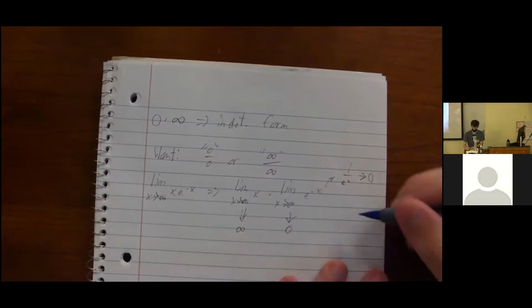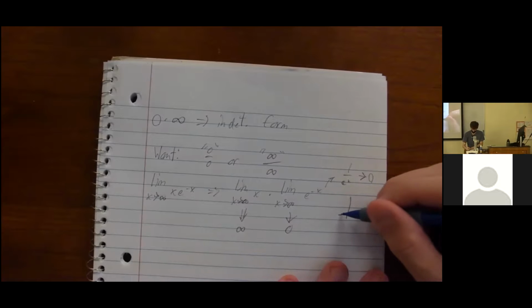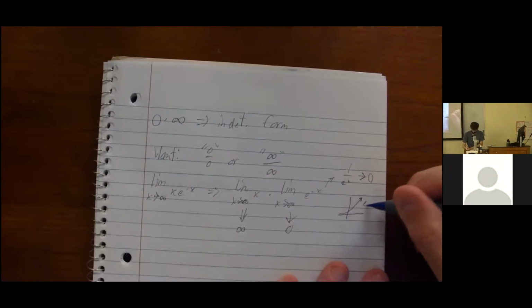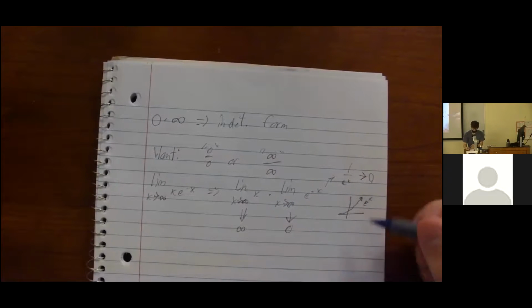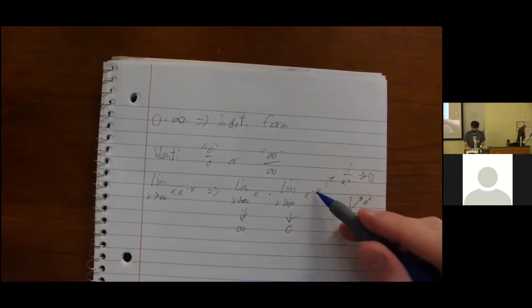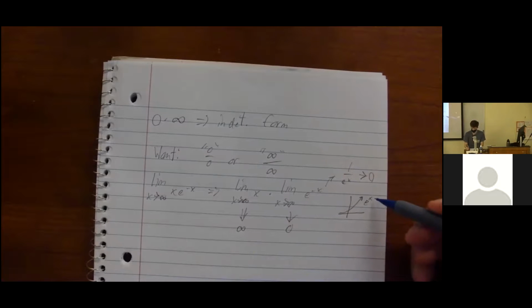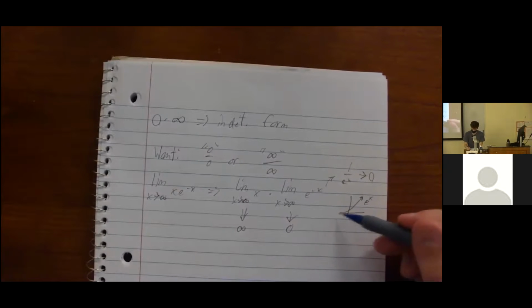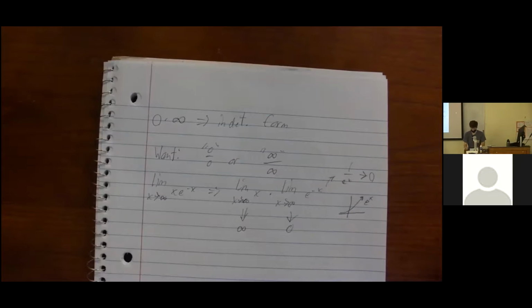Or you can think of it as, you have your function e to the x, and you're going to negative infinity for the function e to the x, right? So you're basically going in this direction, which goes to 0. So that's another way to think about it. That's how I like to do it.